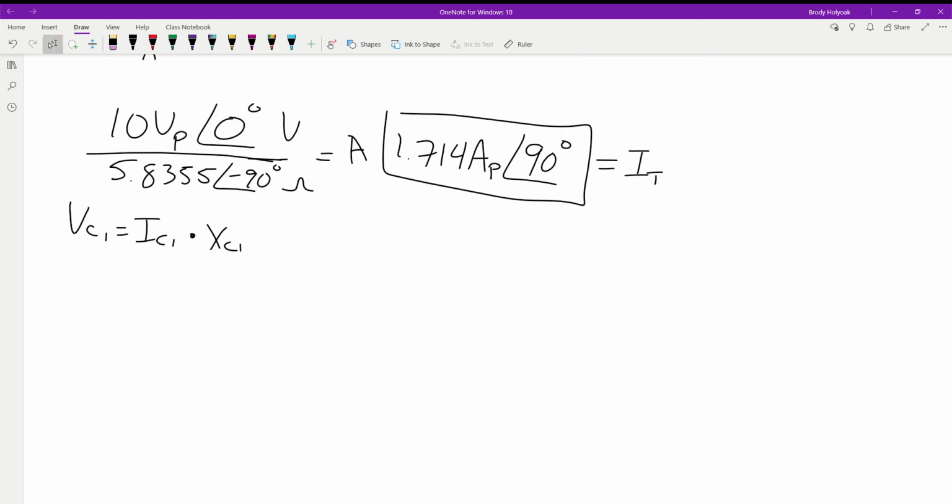So we take 1.714 amps peak at 90. The voltage is going to end up being at 0, which is what we would see when we'd measure it. Because it's at 0, the current's leading. You're going to multiply these guys across. So when you have just capacitance, you're not going to see any phase shift in your circuit. Just like you wouldn't see any phase shift if all you had was resistors.